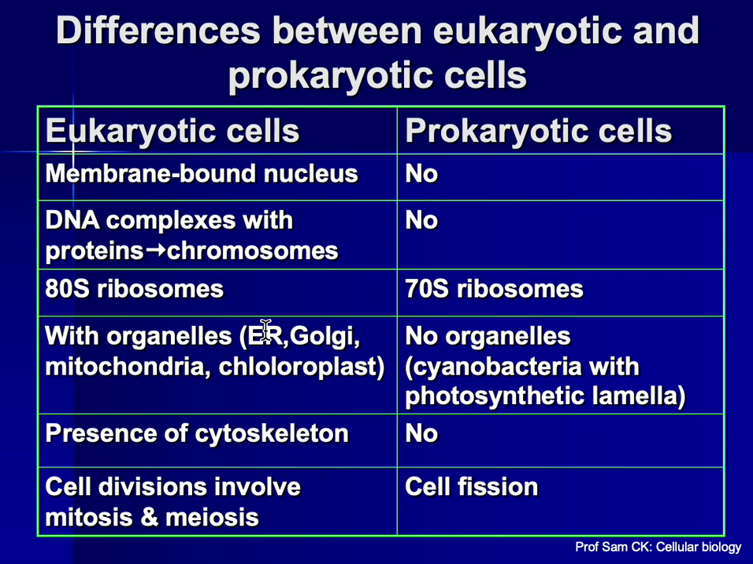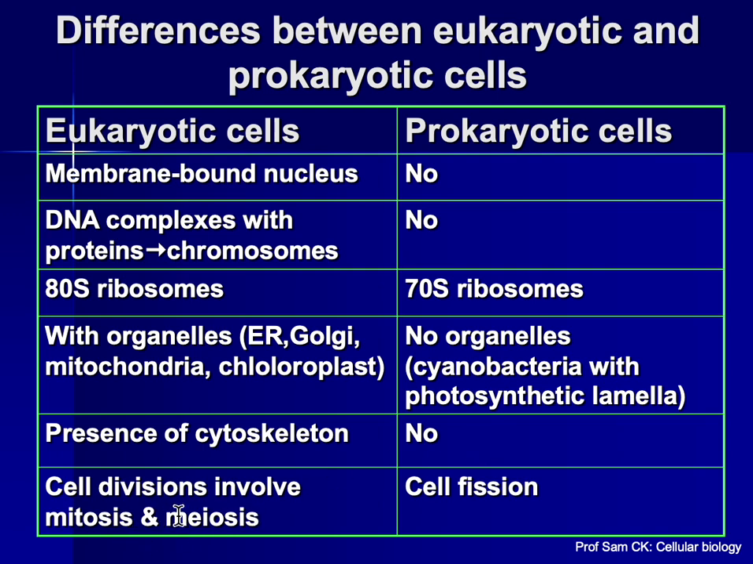Next, we look at the organelle structure. Organelles such as ER, Golgi, mitochondria, and chloroplast can only be observed in the eukaryotic cells, but not in the prokaryotic cells, except for the cyanobacteria, where you can see the photosynthetic lamella. And the next is the presence of cytoskeleton in the eukaryotic cells. Like for example, the mitochondria. You cannot see this in the prokaryotic cells.